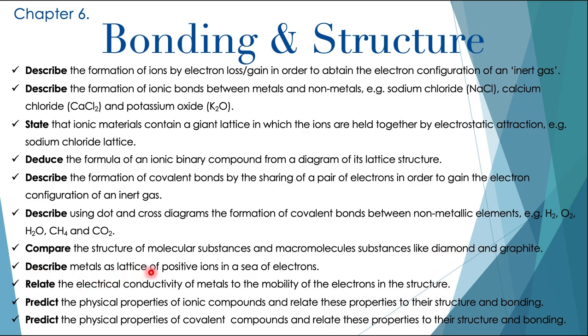Describe metals as a lattice of positive ions in a sea of electrons. Relate the electrical conductivity of metals to the mobility of the electrons in the structure. Predict the physical properties of ionic compounds and relate these properties to their structure and bonding. And predict the physical properties of covalent compounds and relate these properties to their structure and bonding. So, these are the learning objectives of this chapter, Bonding and Structure.